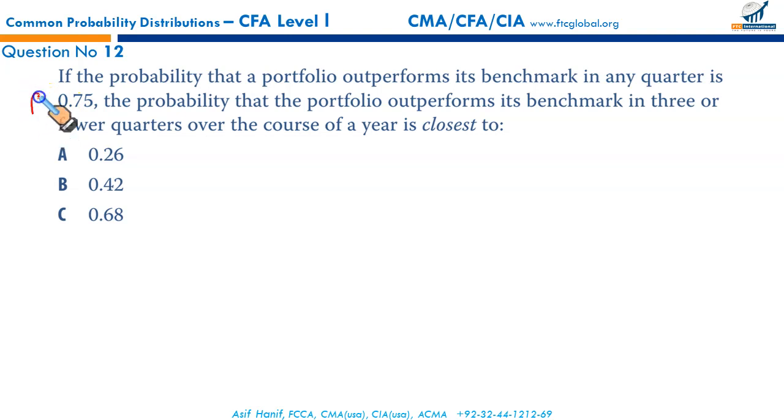Next, if the probability that a portfolio outperforms its benchmark in any quarter is 0.75, that is P. We want the probability that the portfolio outperforms its benchmark in 3 or fewer quarters, that is 3, 2, 1 or 0, over the course of 1 year. Now, we have P as 0.75, and of course Q, or 1 minus P, is simply 0.25. Right? And here n is 4, because there are 4 quarters in 1 year.